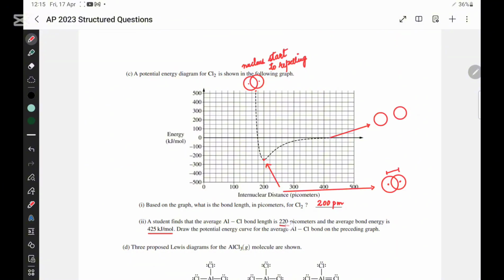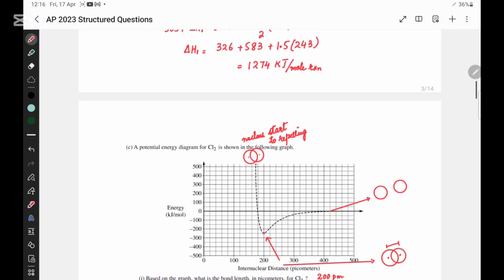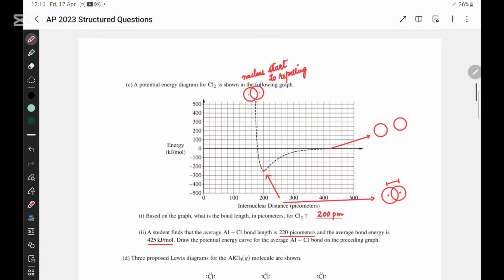The bond length is 220 picometer. Draw the potential energy curve for the average AlCl bond in the preceding diagram. So first of all, it is having the energy of 425. So 425 and 220 picometer, that lies somewhere to this place, at this place, okay, at this place.